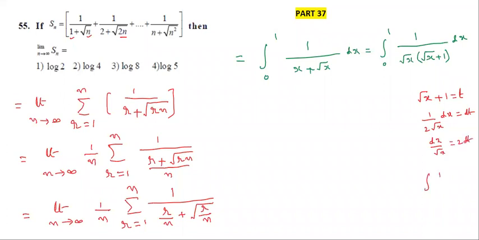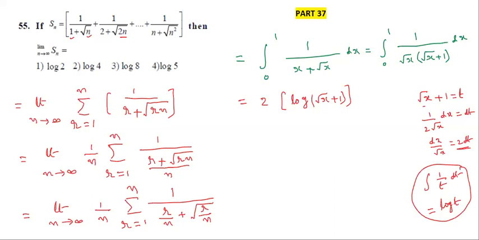Okay. Now integration 1 by t dt. What is the formula? Log t or not? Here 2 dt extra is there. I am writing directly, students. 2 into integration. Why no need to write integration? Directly I am going to write answer. What is the answer? Logarithm of root x plus 1. Because integration 1 by t dt means that is log t or not? So in place of t, again I have substituted root x plus 1. Then limit is 0 to 1.